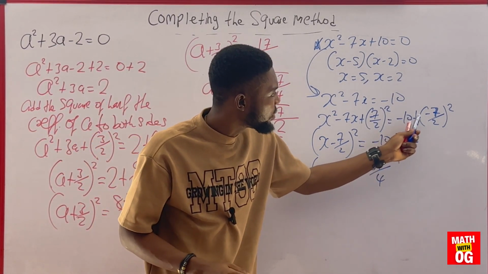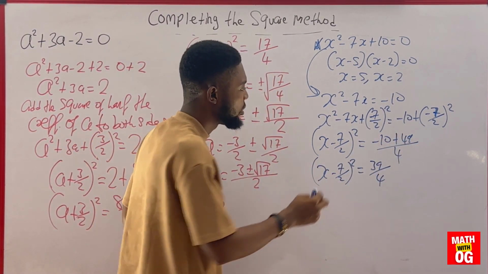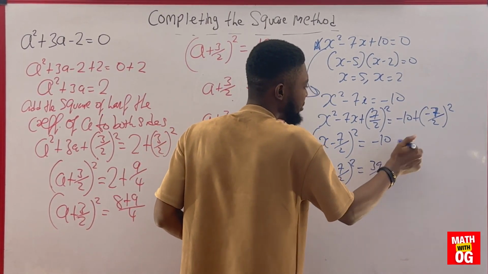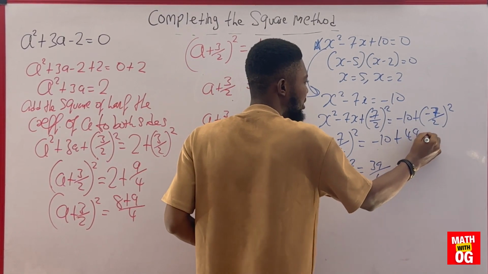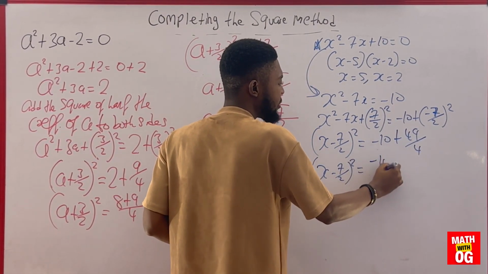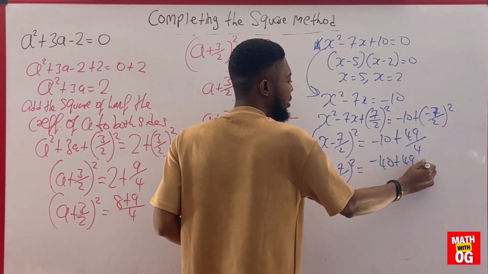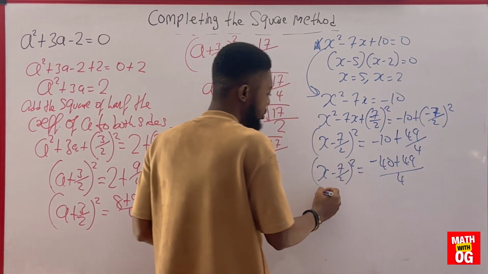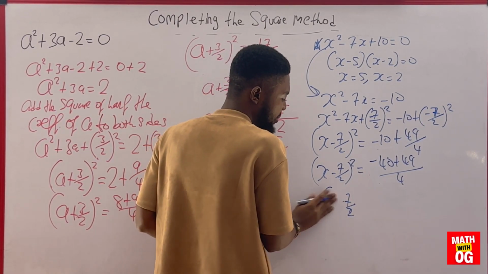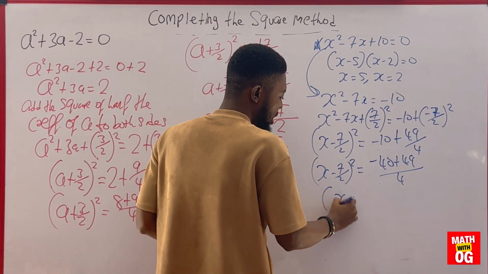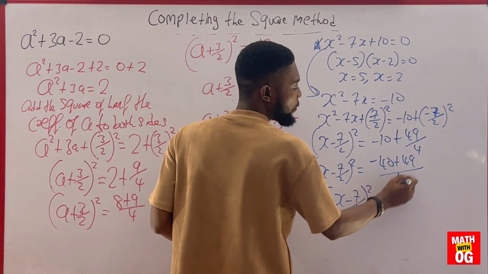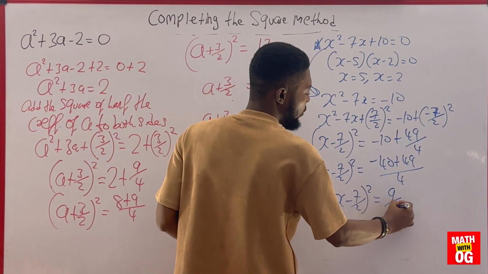Negative 7 over 2 squared is 49 over 4. So this also gives us negative 10 plus 49 over 4. So here I'll be having negative 40 plus 49 all over 4. That is solving this fraction. So here this will give us (x minus 7 over 2) all squared is equal to 49 minus 40, which is 9 over 4.